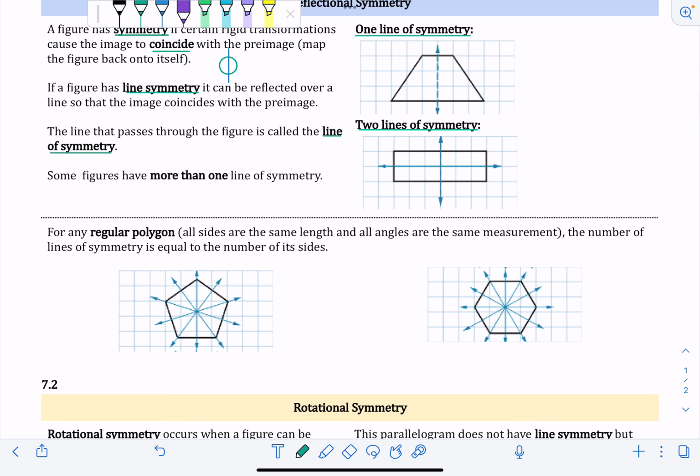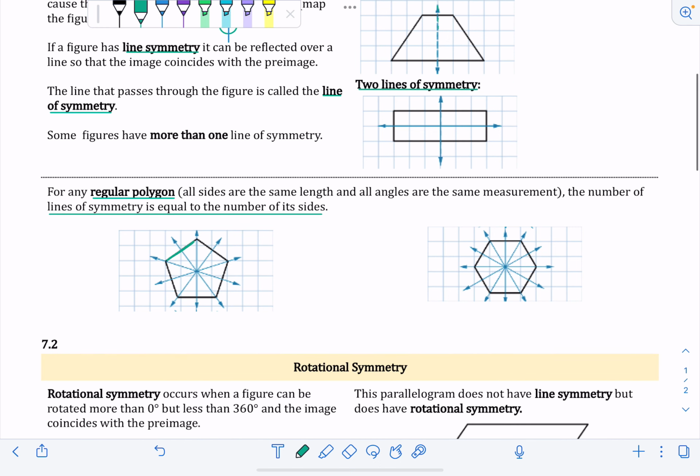Okay, the next section. For any regular polygon, and a regular polygon is a polygon where all the sides are the same length and all the angles are the same measurement, the number of lines of symmetry is equal to the number of its sides. We have a couple different regular polygons here. This has 1, 2, 3, 4, 5 sides, so it's a pentagon. And that means that it would have 5 lines of symmetry. There's one right here, right here, right here, right here, and then right here.